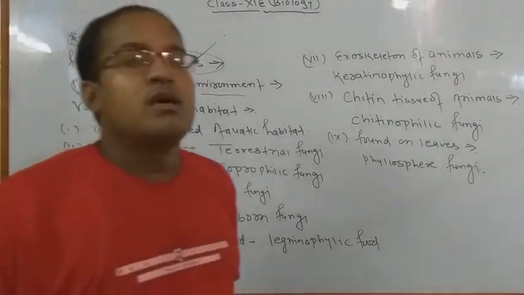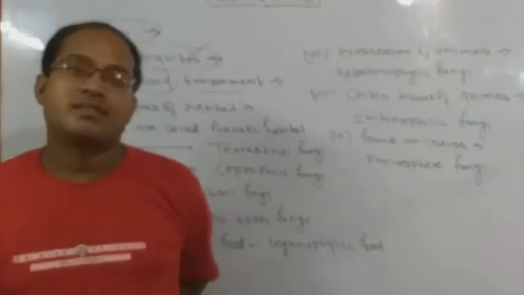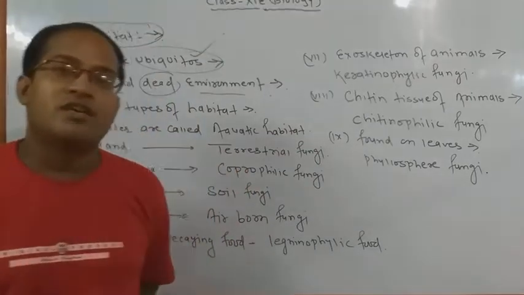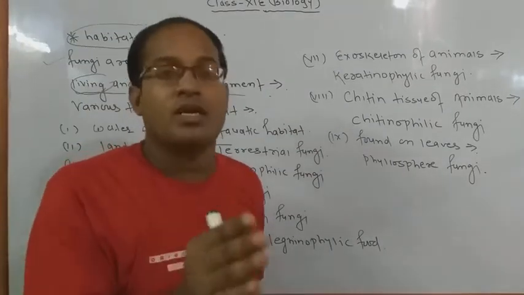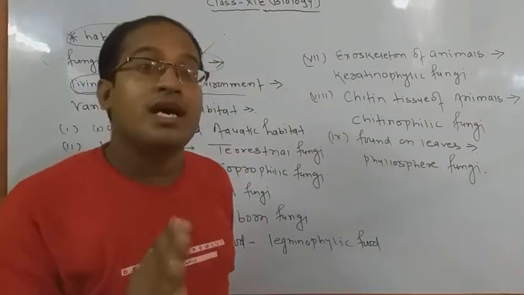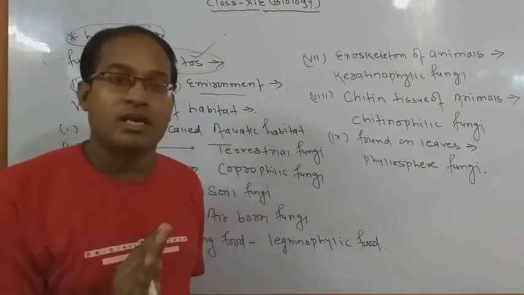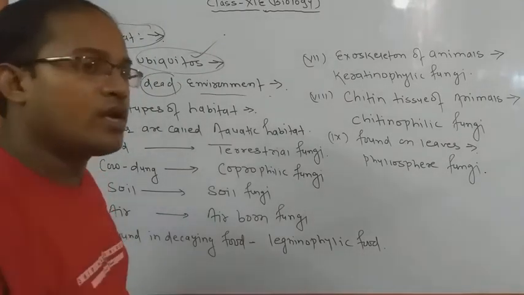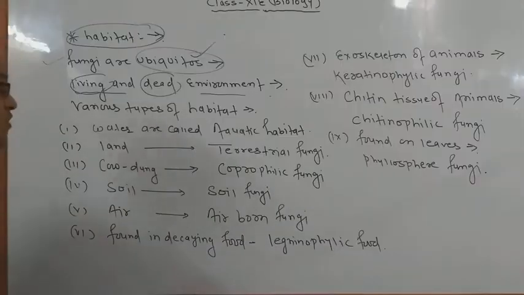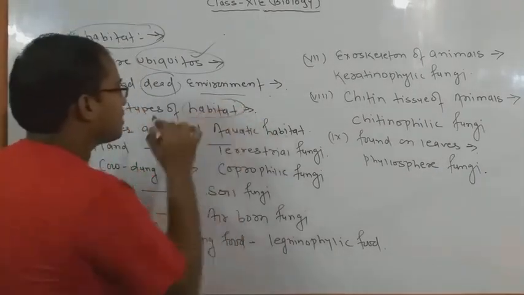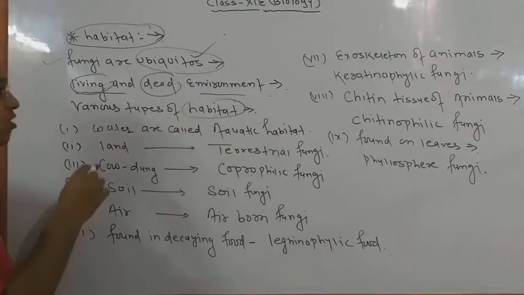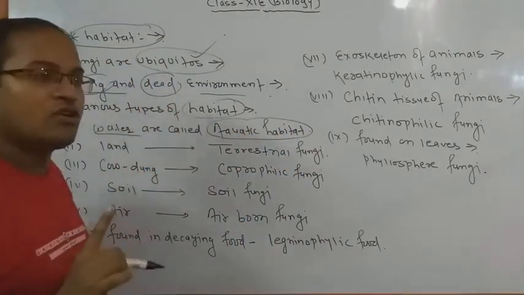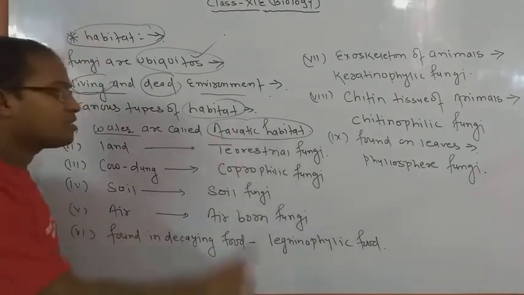But here the different types of scientists have given an adjective view about the fungi. Some of the fungi are generally found in different habitats. On the basis of their habitat they are considered by different names. Different names have been given to them, which is very important and is asked many times in many exams. So here we have to discuss one by one the various types of habitat, including that fungi found in water are called the aquatic habitat of fungi.